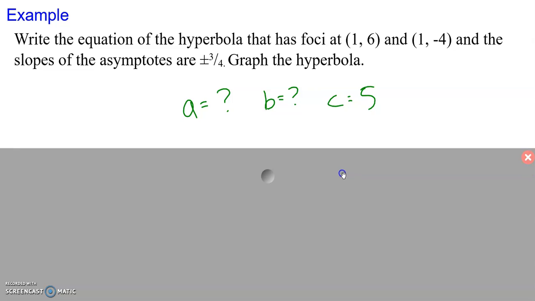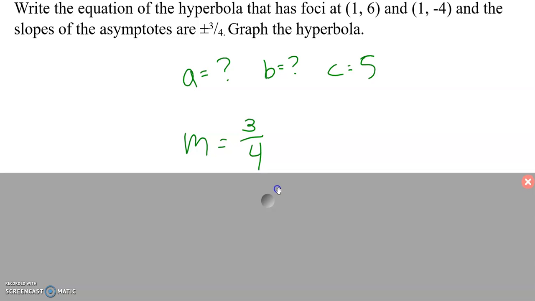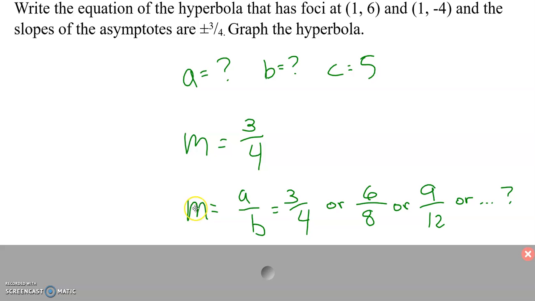And then I don't know anything about the eccentricity, so I can't do c over a, but I do know something about the asymptotes. And if you think back to what we know about the asymptotes, I know that they have a slope of 3/4, and I know that the slope is equal to a over b, because this opens up and down. If it were left and right, it would be b over a, but it's a over b because I know the foci are above and below each other. Now, does that mean that a is 3 and b is 4? Well, not necessarily. It could be 6 and 8 or 9 and 12 or any combination.